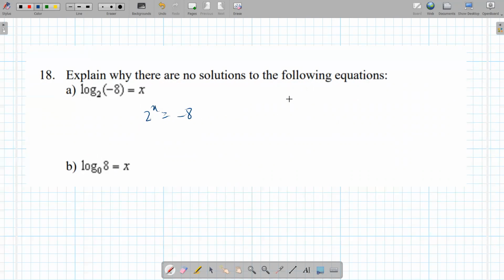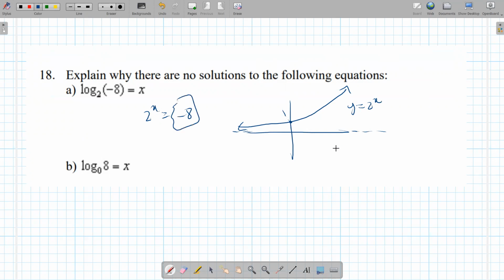So we know the exponential function. This one has an asymptote on the x-axis. So this is y equals 2 to the power of x. It'll never go beyond the x-axis, right? Because the range is y is greater than 0. So y cannot be -8. That's why for the first one.